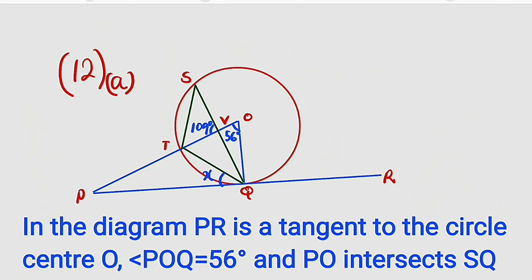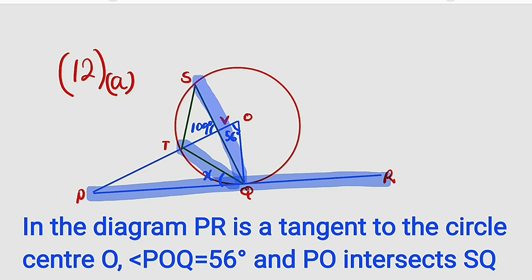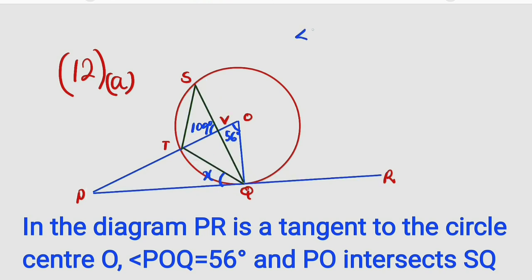Then remember that the alternate segment theorem stated that the angle formed by the tangent and the chord, which I have marked as X, is always equal to that interior angle subtended at the circumference from the same chord. So this one right here, this particular angle must be equal to this one. So let me write it down here again. So angle TSQ is equal to angle TQP.